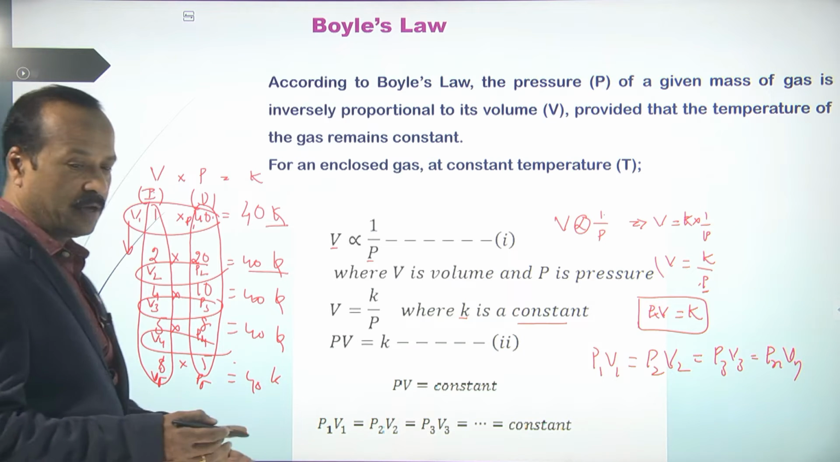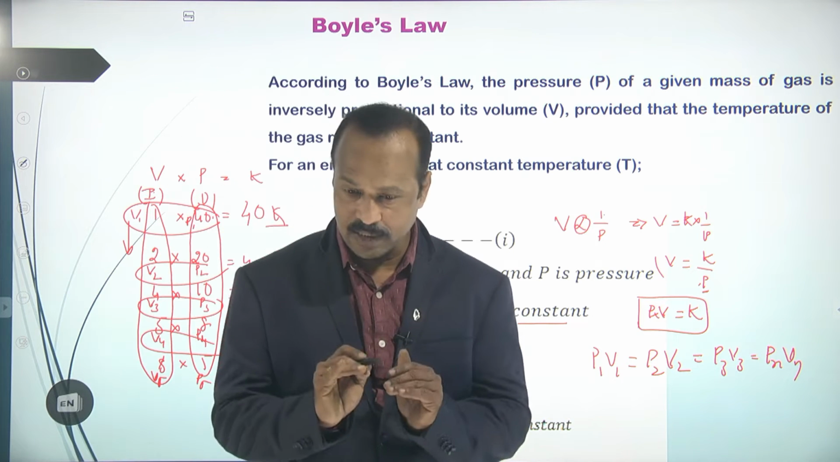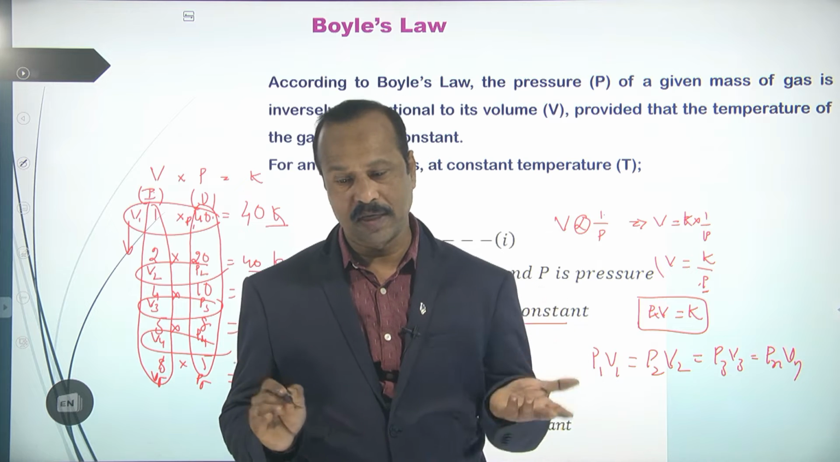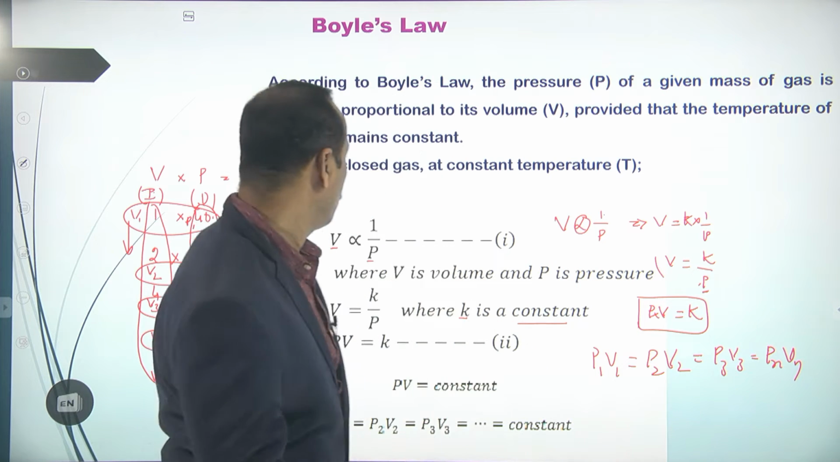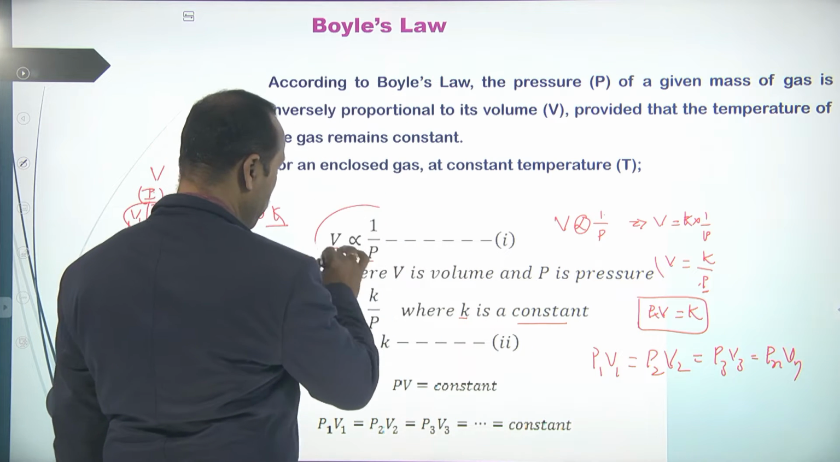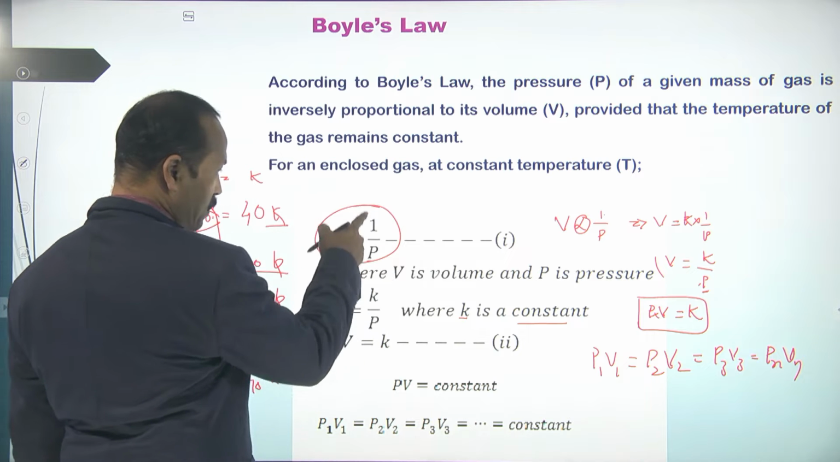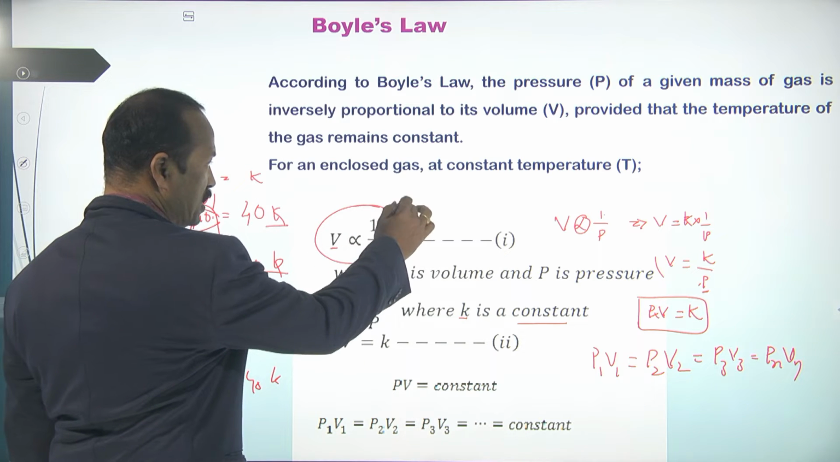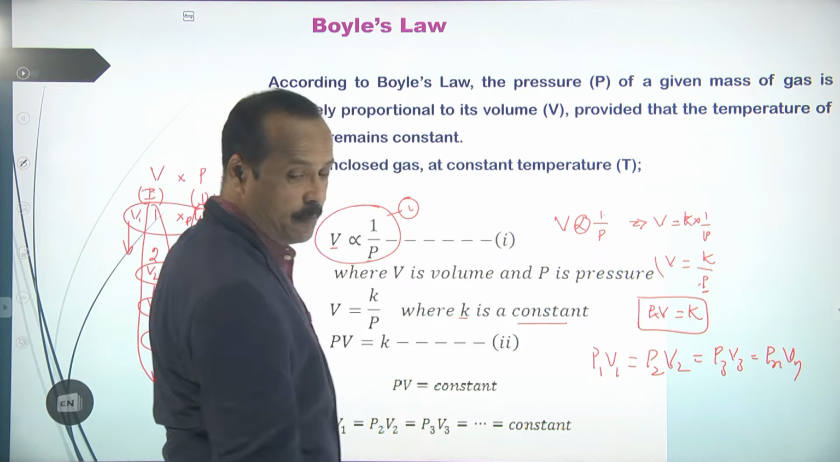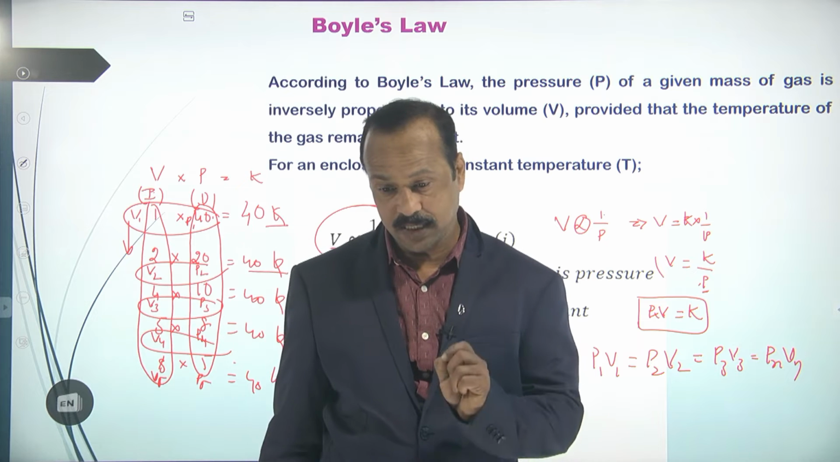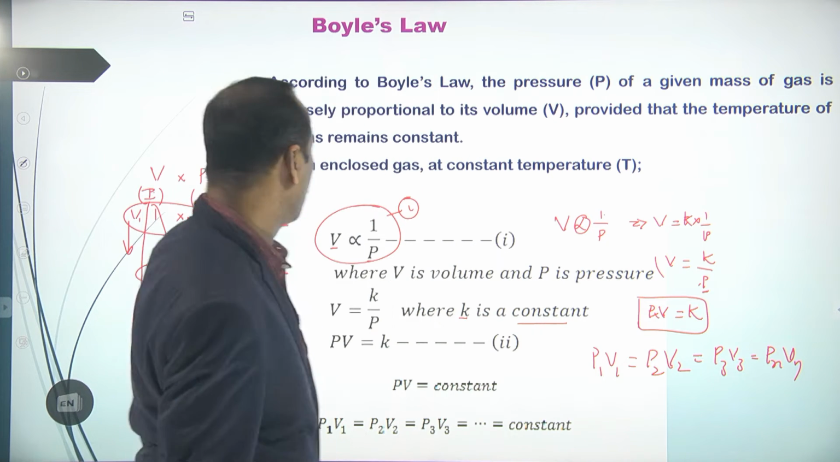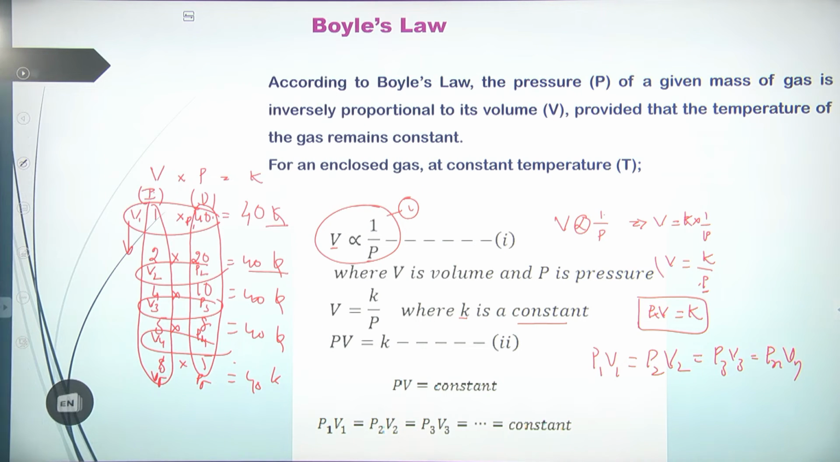So very simple. If the pressure increases, volume decreases. If pressure decreases, volume increases. That's all. Now we have to remember this most important thing, that V is inversely proportional to P. Remember this one, because we are going to use this formula in deriving the ideal gas equation. If you want to take a screenshot, you can take a screenshot for this one.